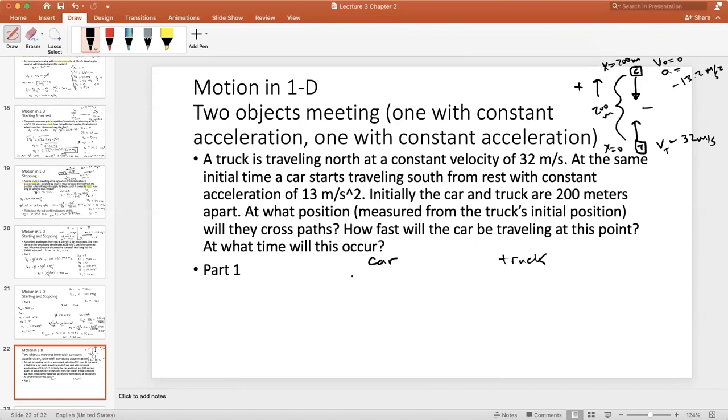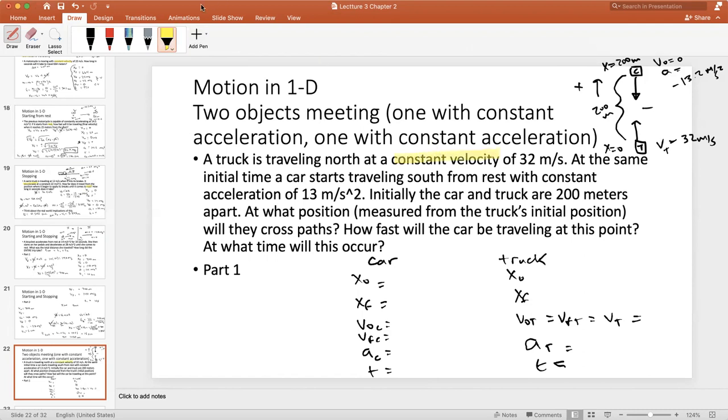we write their variables. X initial, X final, V initial, V final, A of car, T. And I should really denote these with a little C. X initial, X final, V naught of truck, which is equal to V final of truck, which is just V of truck, just to save time, A of truck, and T. The first one's easy. Again, constant velocity means that the truck is moving at 32 meters per second at all times and has no acceleration.